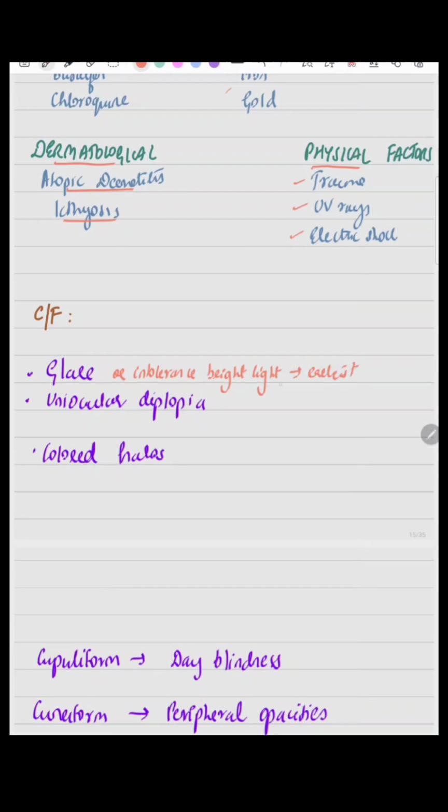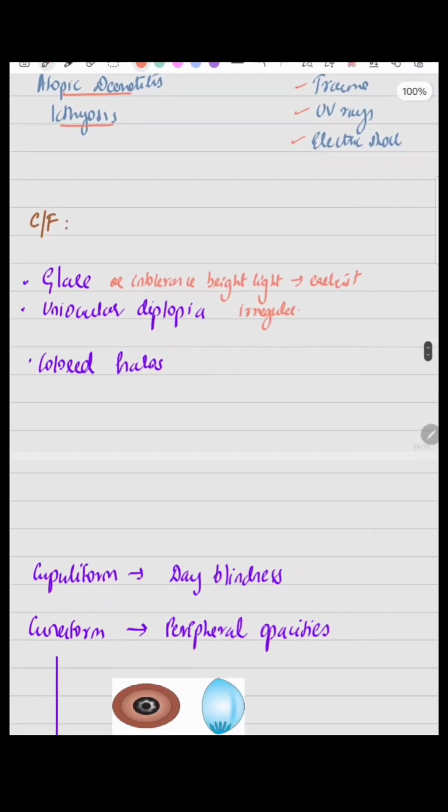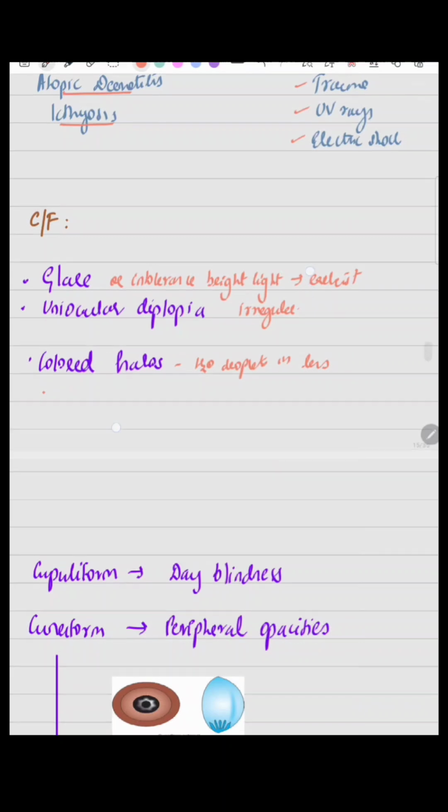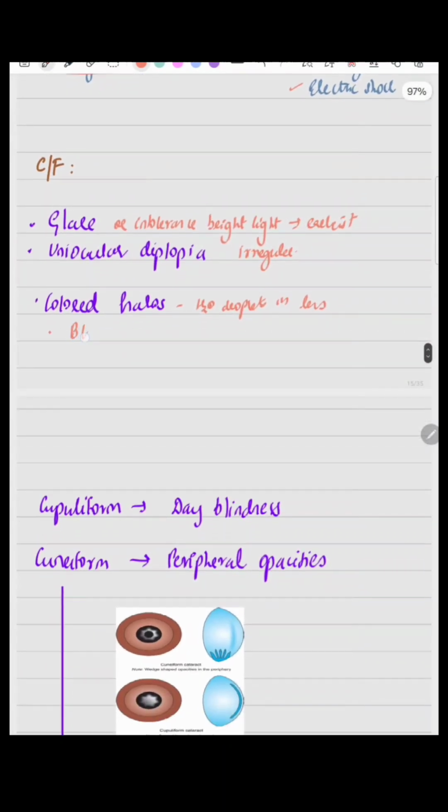Then there is uniocular diplopia due to irregular refraction, and there are colored halos due to water droplets in the lens. Other symptoms include black spots in front of the eye, then image blur, distortion of vision, misty vision.